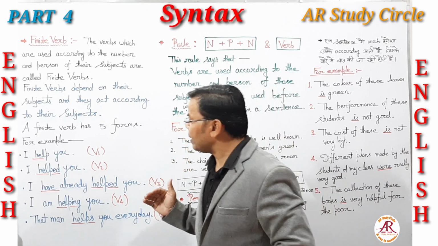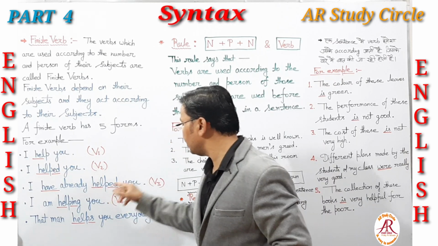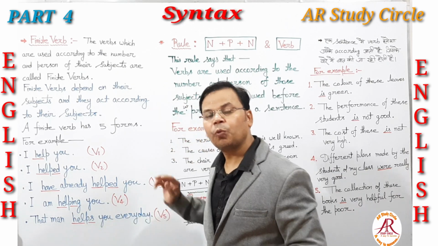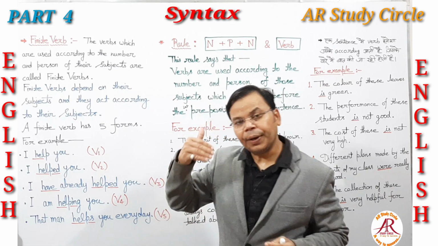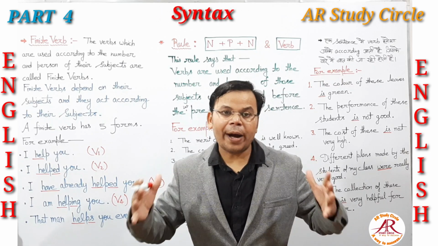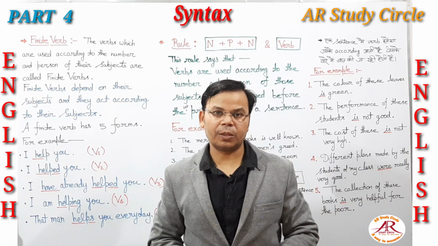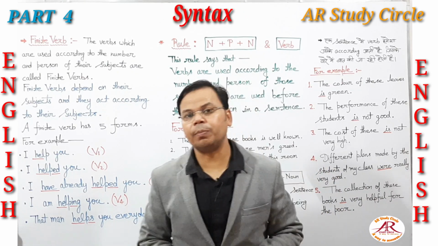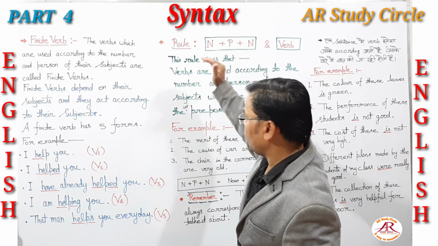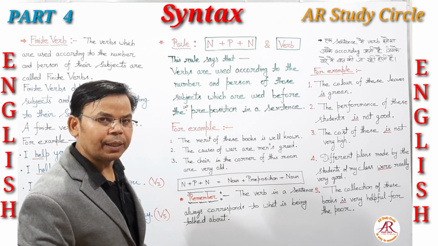So you can see that help is the first form, helped second form, helped third form, helping fourth form, helps fifth form. So here help is a finite verb, and this finite verb has 5 forms. Remember this thing. Now we are going to learn the rule related to the syntax.